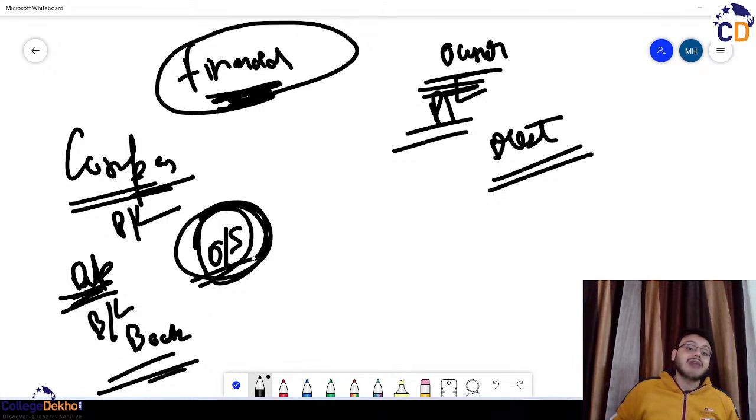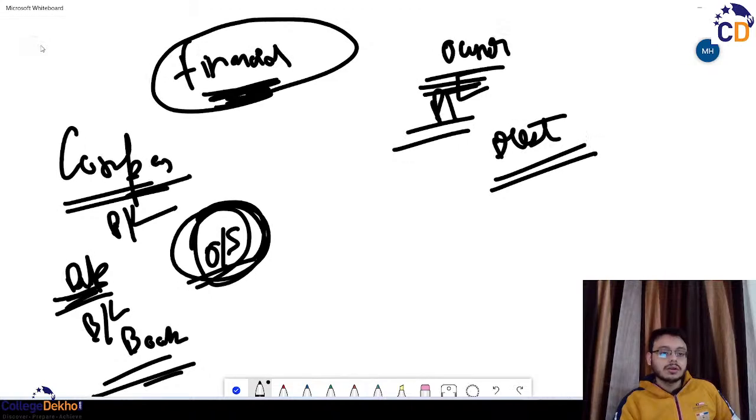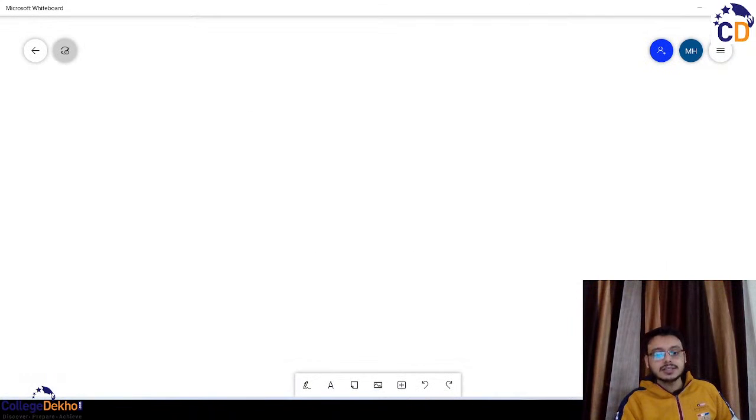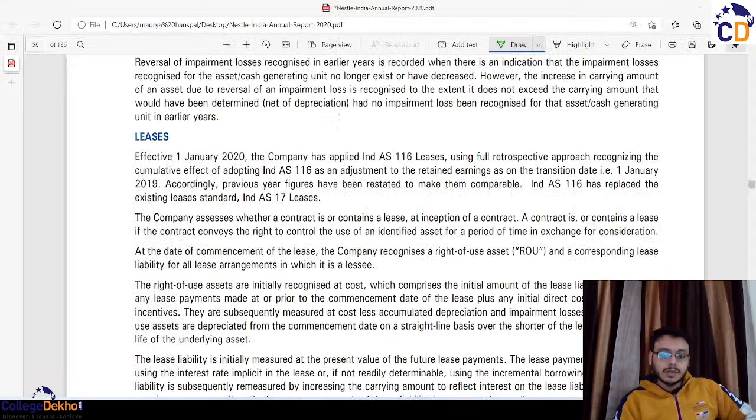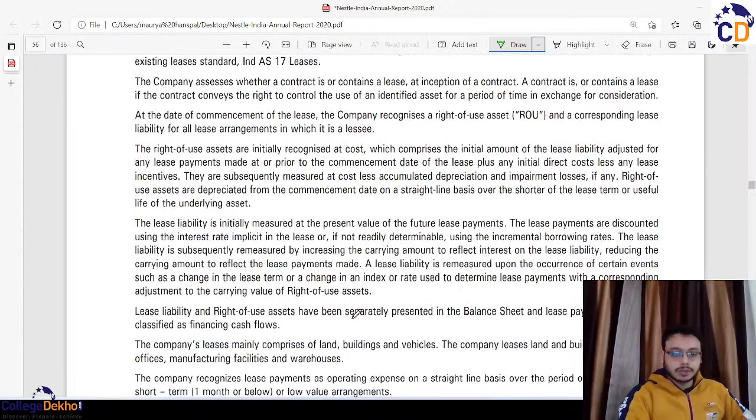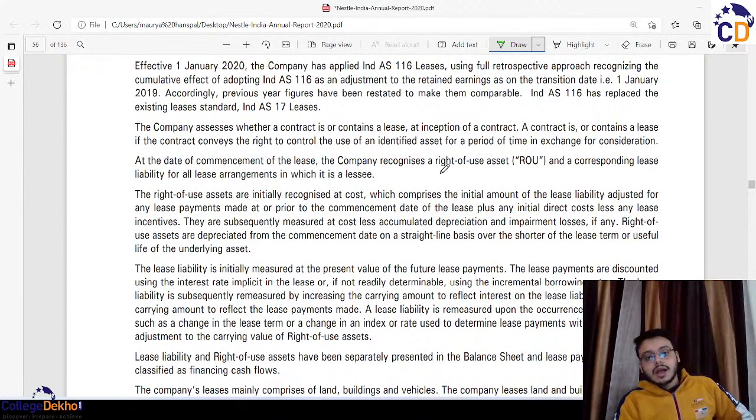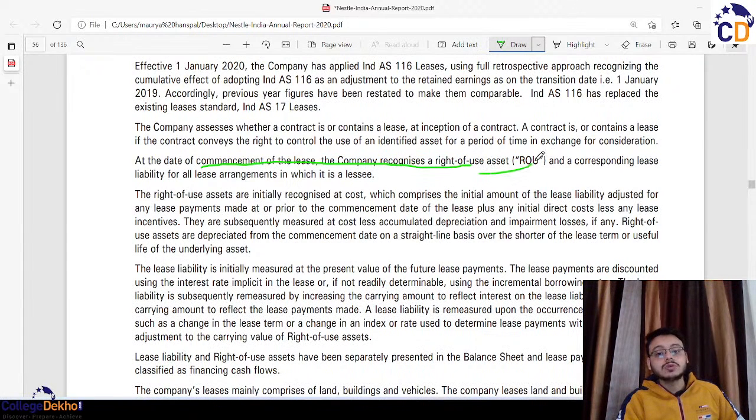Okay, so that is one thing you need to understand, ठीक है? So this was like when we talked about your operating lease and financial lease. If you again go back to it, इसमें like सारी statements mentioned होंगी, okay? And इसमें like in most of the annual reports of the companies, that lease term is not mentioned. So it says at the date of the commencement of lease, the company recognizes the right of use of asset.